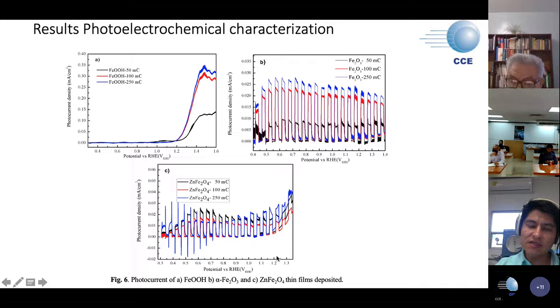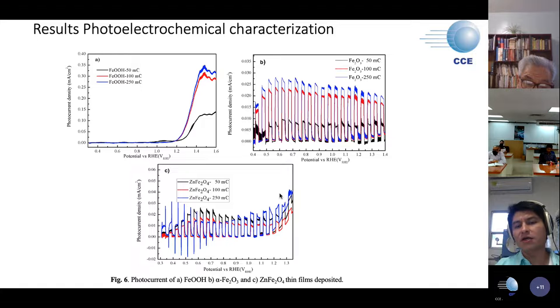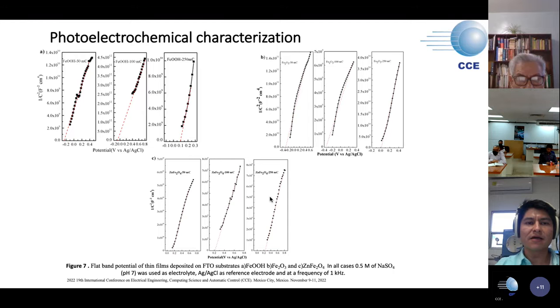Actually, if you look at the third case around 1.2, the peak before 1.2 is on the left, which means that we have some problems of charge transfer. Because we have a lot of current, but we cannot transfer it to the FTO. So once we are above 1.2, we can observe that this peak is on the right side, which means that it is related to the electrocatalytic behavior of the material.